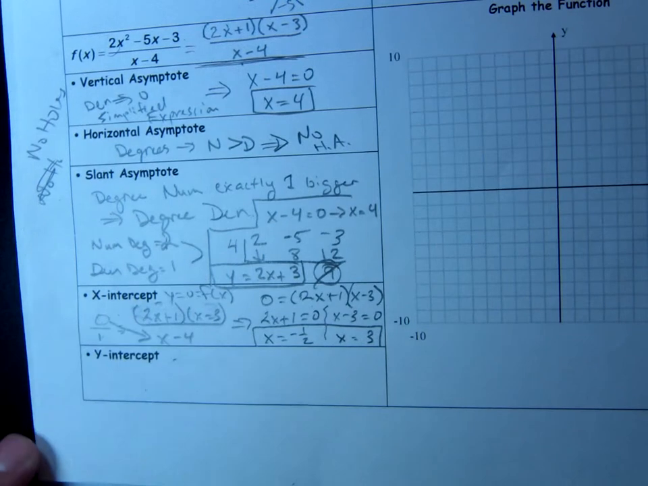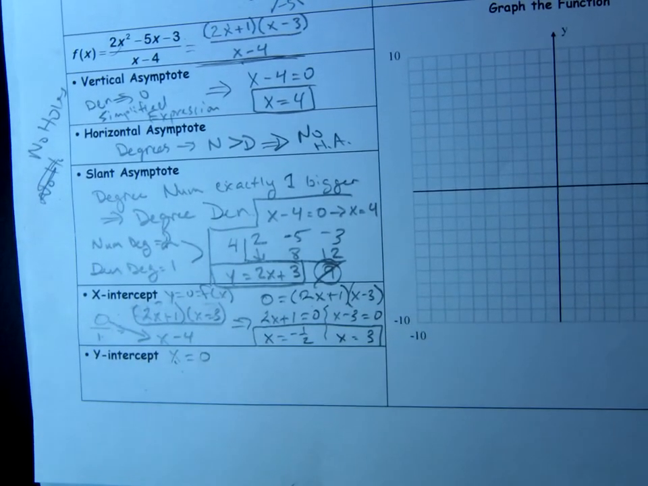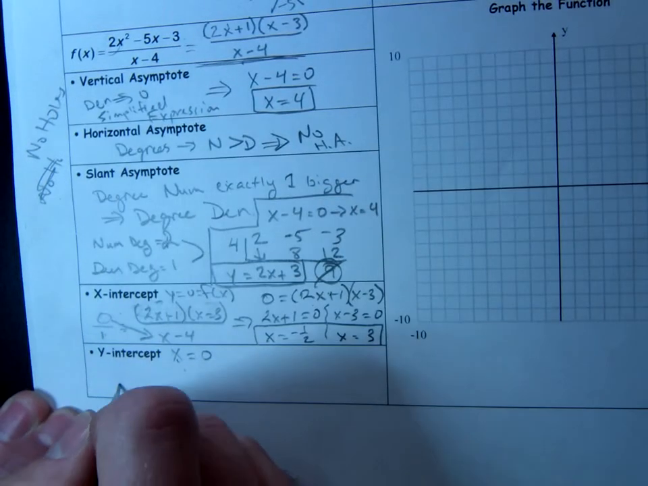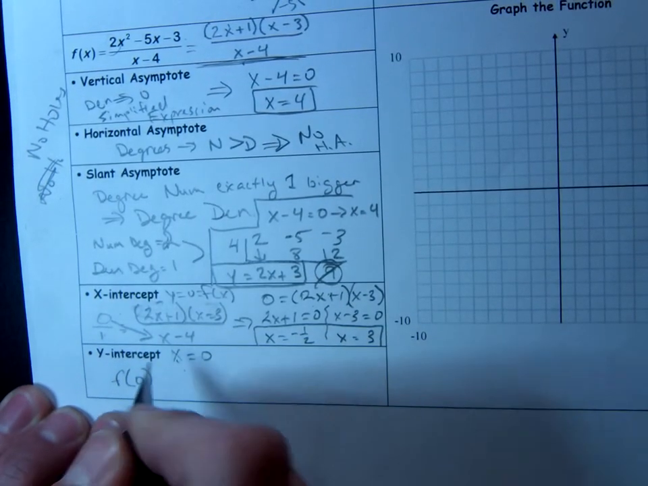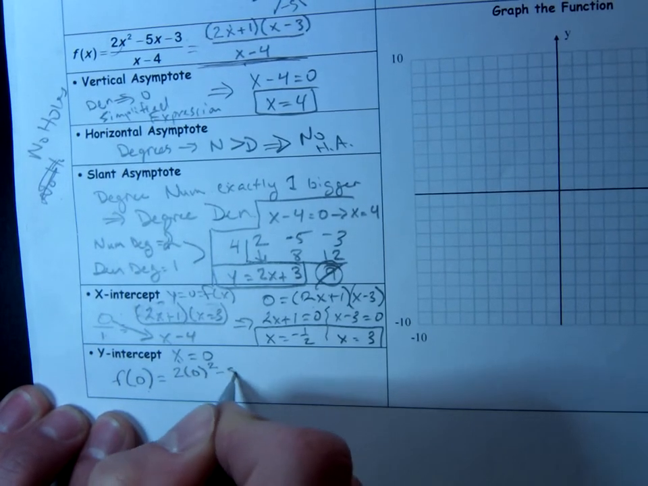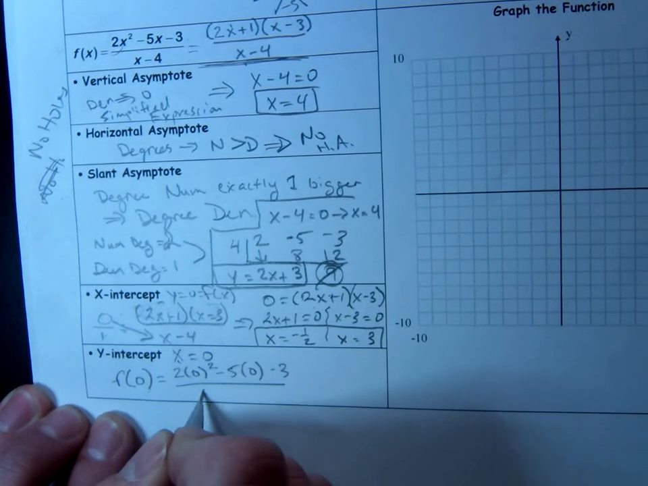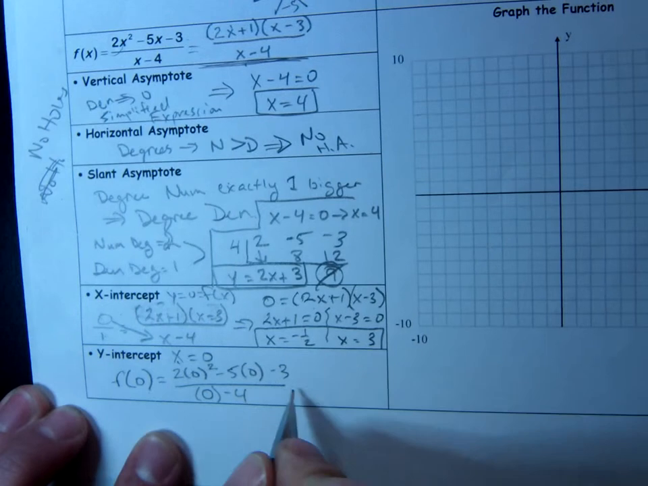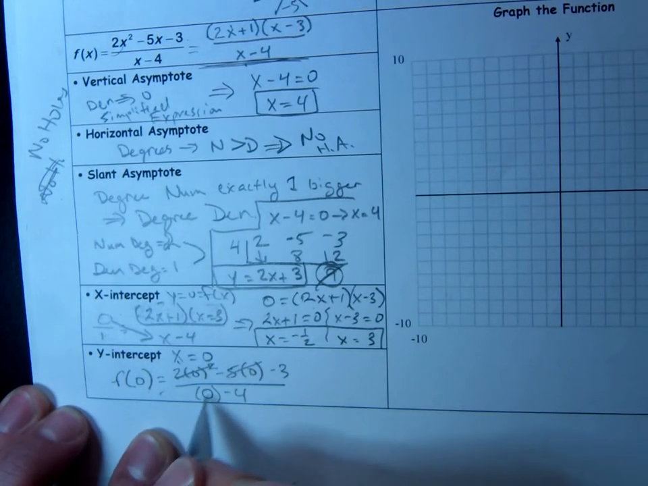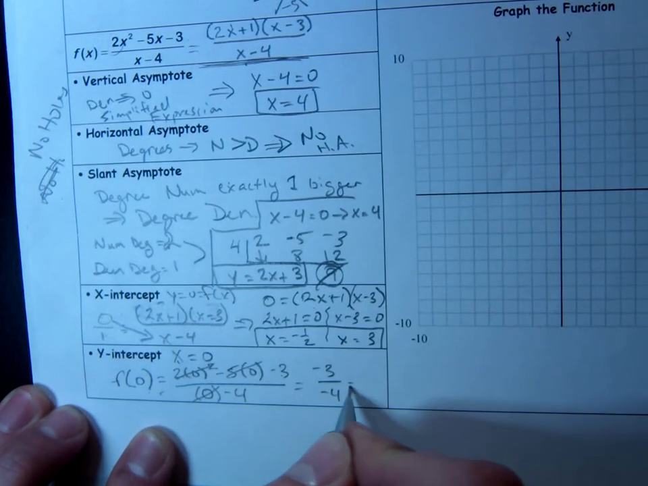Now y-intercepts: if I'm on the y-axis, then I know that x is equal to 0. So I'm simply going to set x equal to 0 and find f of 0. Well, that's just 2 times 0 squared minus 5 times 0 minus 3, all over 0 minus 4. These zeros are just going to cancel and go away, and we're left with negative 3 over negative 4, or just 3 over 4.